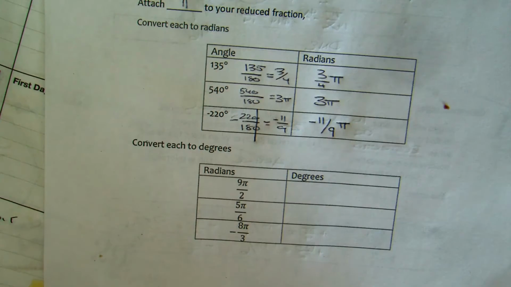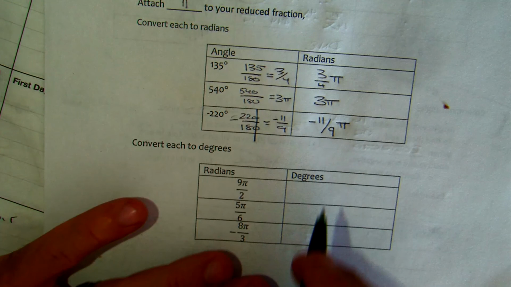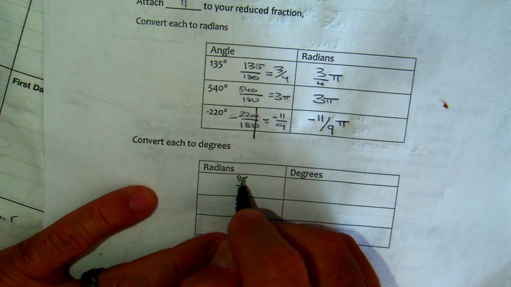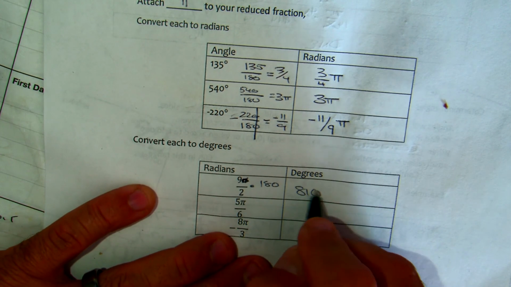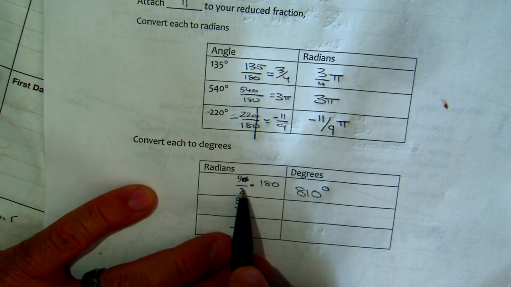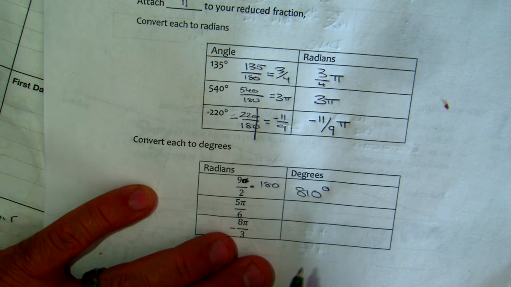All right. Converting each to degrees. 9 pi over 2. All right. All I'm going to do is get rid of the pi and multiply by 180. I end up with 810. 180 divided by 2 is 90. 90 times 9 is 810.